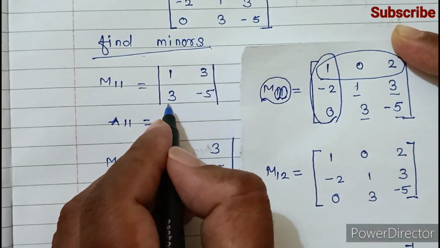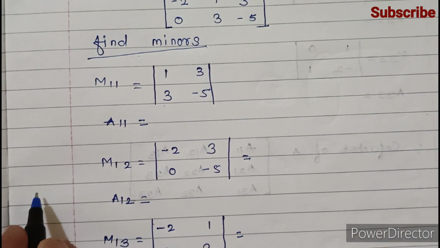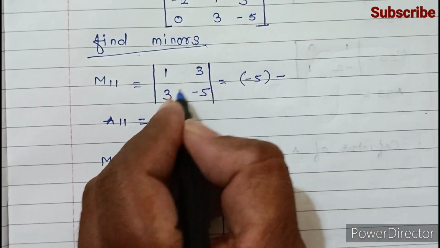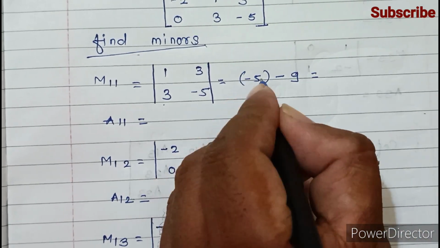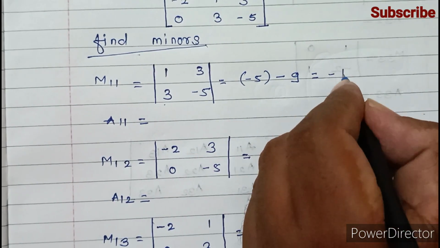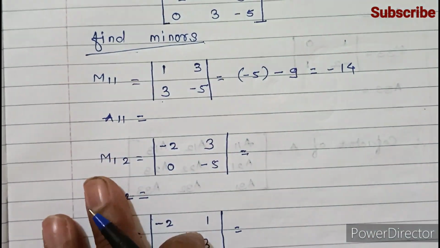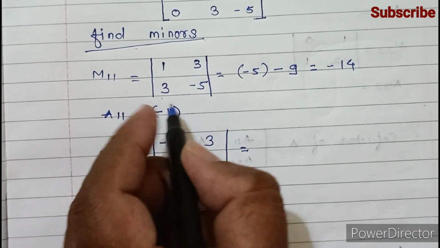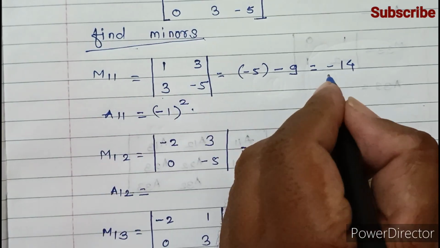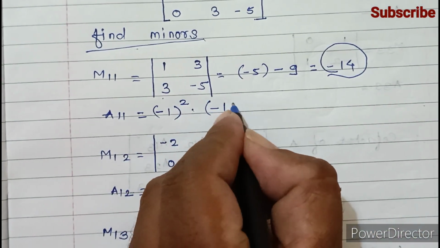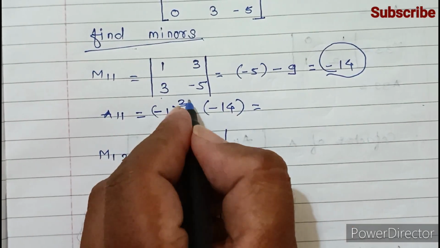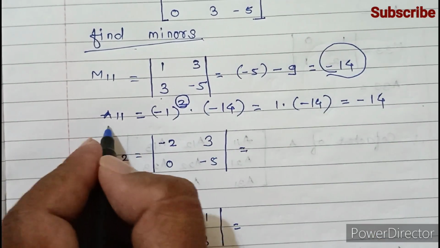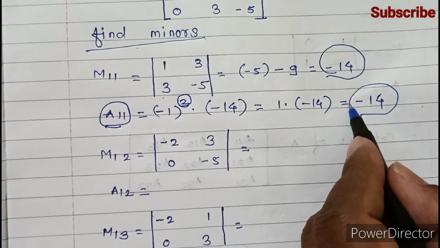We have to write down here 1 3, 3 minus 5, then find the minor of this: 1 into minus 5, that will be minus of 5, minus 3 into 3, that is minus of 9, minus 5 minus 9, it will be minus of 14. Now to find the cofactor of 1 1, that is a11, that will be minus 1 to the power 1 plus 1, that is 2, into the value of this minor, minus 14. Minus 1 to the power even number, therefore 1 into minus 14 will be minus of 14. The value of a11 we get is minus of 14.